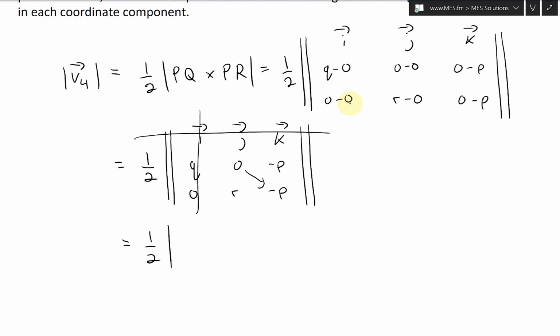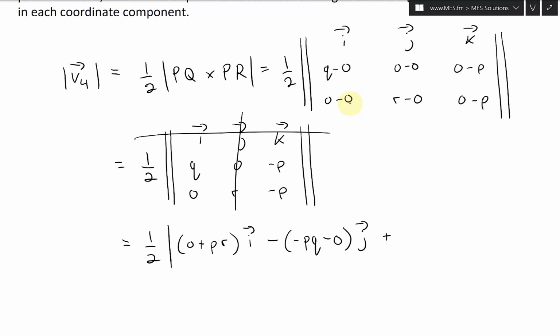We're going to go 0 times negative p is 0, and then minus 0, minus, and then this is going to be a negative p times r, so negatives cancel, becomes positive pr, like that. And this is the i component. And now we'll do subtracted by, cross this out. So q times negative p is going to be negative pq, minus a negative p times 0, 0. This is the j component.